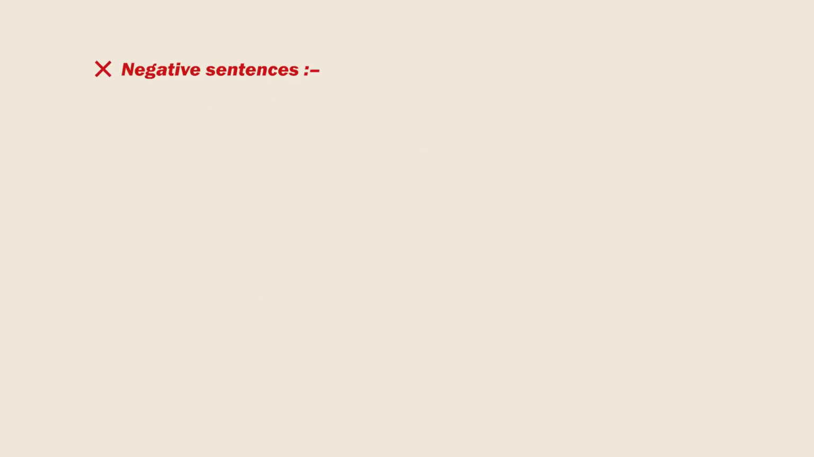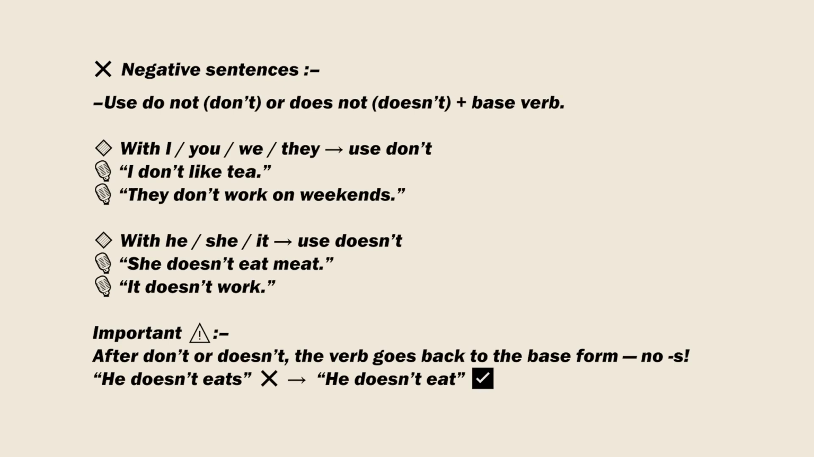Negative sentences. Use do not or does not plus base verb. With I, you, we, they, use don't. I don't like tea. They don't work on weekends. With he, she, it, use doesn't. She doesn't eat meat. It doesn't work.